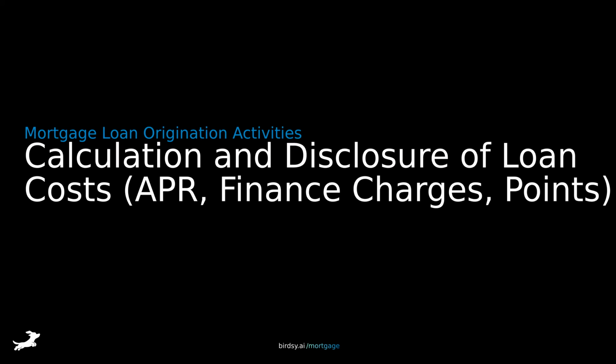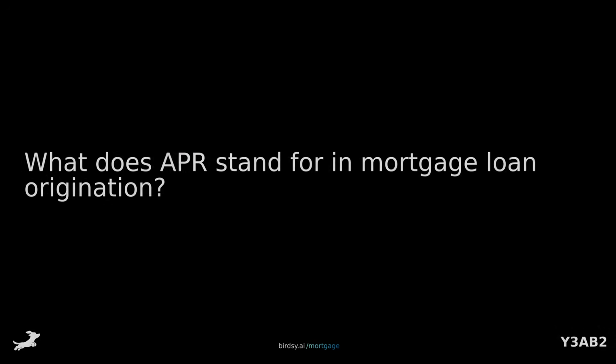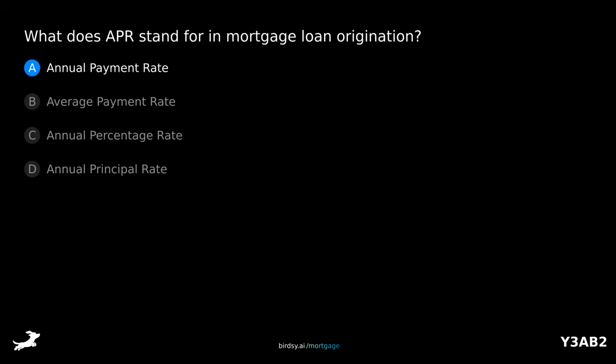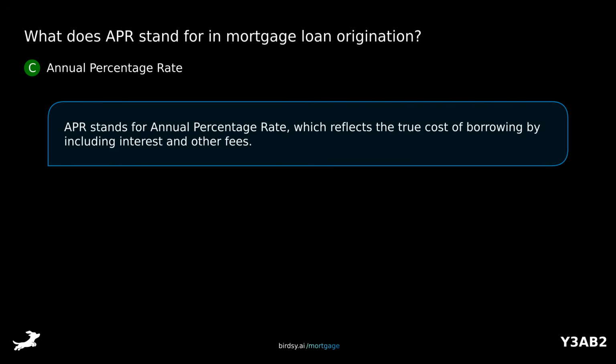Calculation and disclosure of loan costs, APR, finance charges, points. What does APR stand for in mortgage loan origination? Is it A, annual payment rate, B, average payment rate, C, annual percentage rate, or D, annual principal rate? The answer is C, annual percentage rate. APR stands for annual percentage rate, which reflects the true cost of borrowing by including interest and other fees.